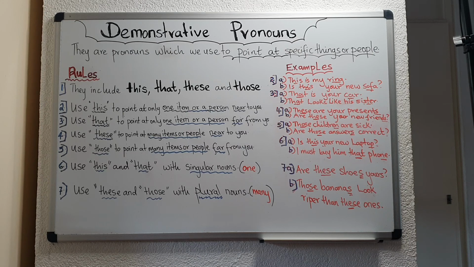This is my ring. Is this your new sofa? That is your car. That looks like his sister. These are your presents. Are these your new friends? Those children are sick. Are those answers correct? Is this your new laptop? I must buy him that phone. Are these shoes yours? Those bananas look riper than these ones.